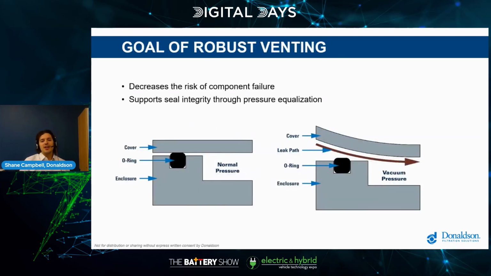By putting a vent on your battery pack, it helps support your seal integrity and prevent leak paths into the battery pack. If you did not have a battery vent on your pack, you could get a vacuum or an overpressure condition, and this could cause a leak path past your O-ring or gasket into the pack.